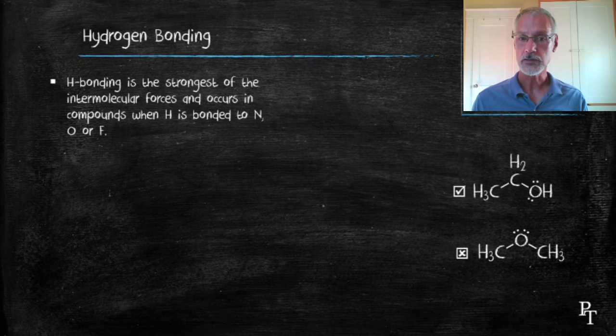So our top molecule would be a candidate for hydrogen bonding, but the lower one would not. Even though it has both the elements, the oxygen and hydrogen are not bonded with each other.